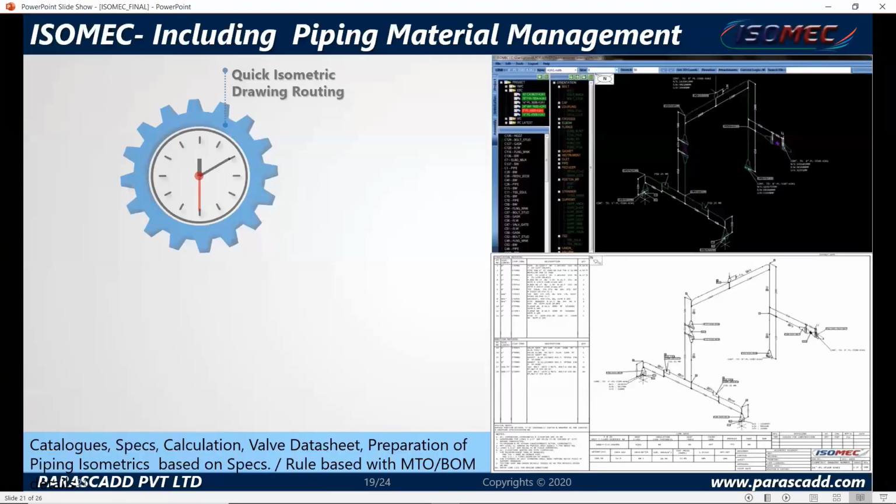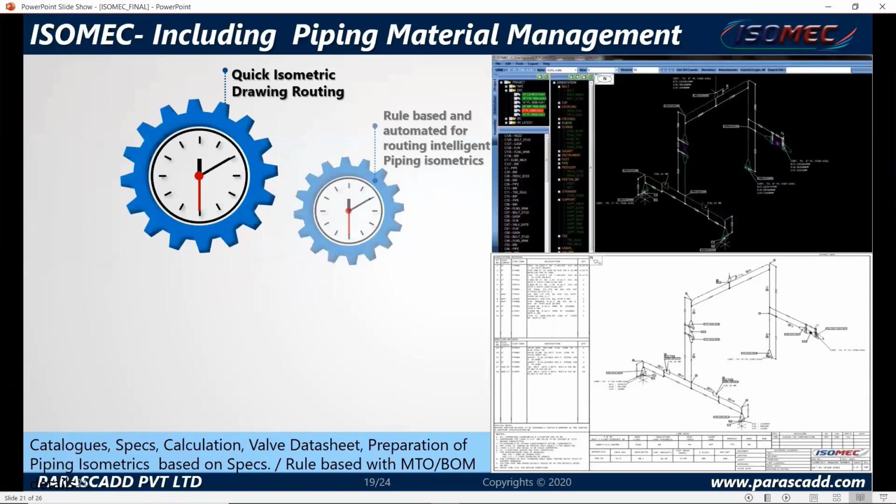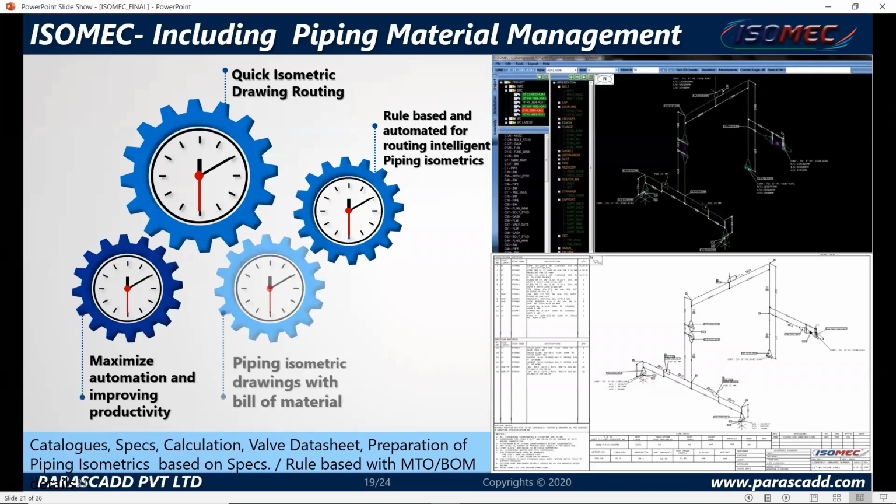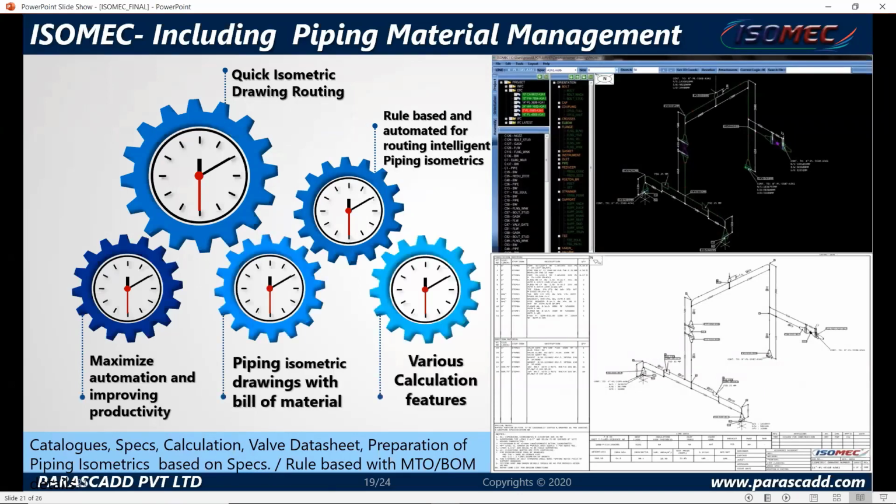Further, our most important feature, that is ISOMEC. So we use this for quick isometric drawing routing. It is all rule-based and automated for intelligent isometric generations. There are various calculation features also which are available in the features. Piping isometric drawing with bill of material is what you get out from this software. And finally, the highlight is we can maximize automation by improving the productivity.